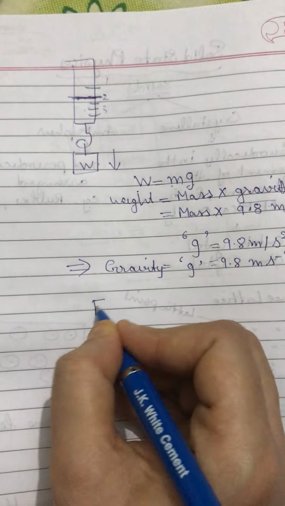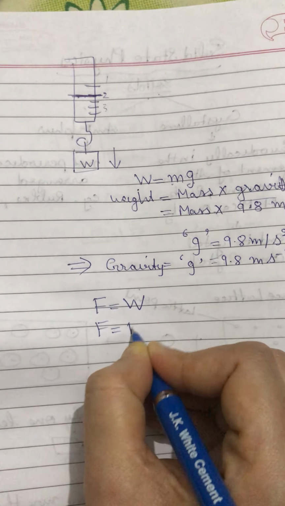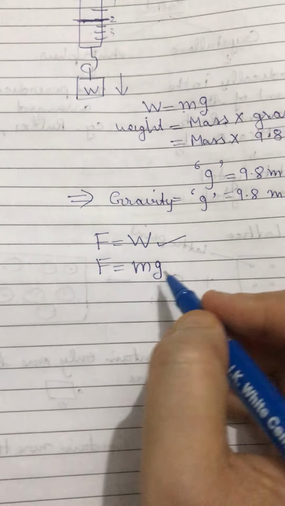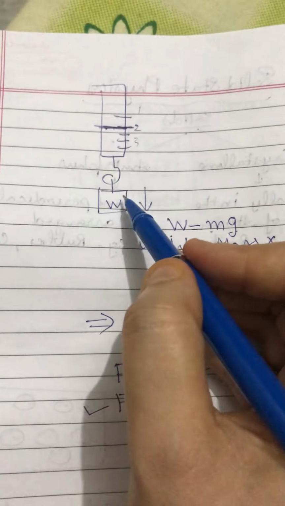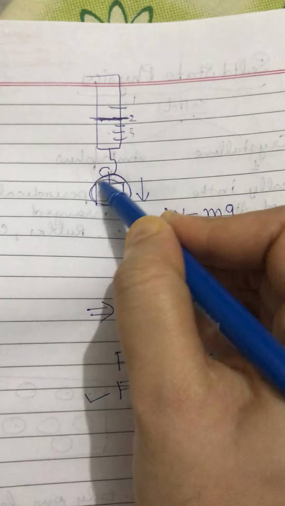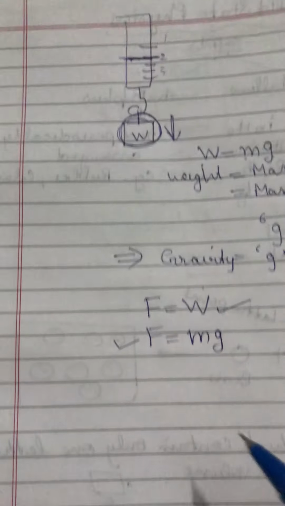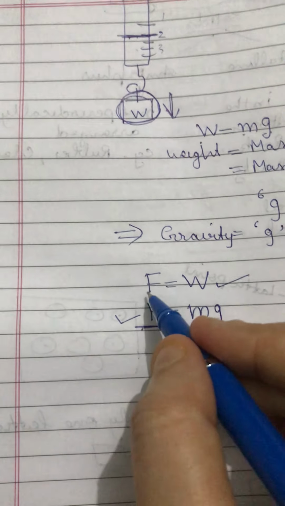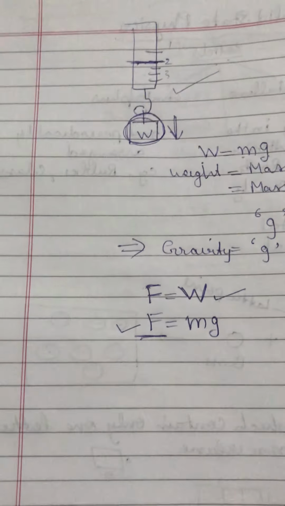Also we know that the force is equal to weight, so force is ultimately equal to mg. So by knowing the weight we can also find out the force. In the spring balance we placed a weight, and the weight moves downward, so the force is also downward. So by knowing the weight we can find out the force. So this is the spring balance.